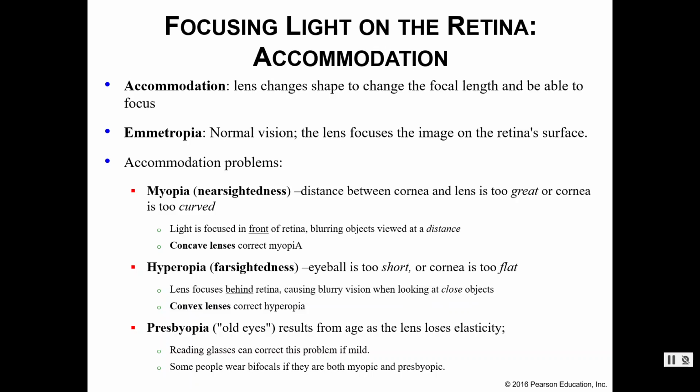And last but not least, we have presbyopia, which kind of just means old eyes. This basically results from loss of elasticity of the lens as we get older. We mentioned that that was a problem as we age. We lose some elasticity to the lens, and we're unable to accommodate like we used to. Sometimes patients will be prescribed just reading glasses if it's a mild issue. For bigger issues, you might be prescribed bifocals, especially if you have so-called old eyes and you're nearsighted, for example.